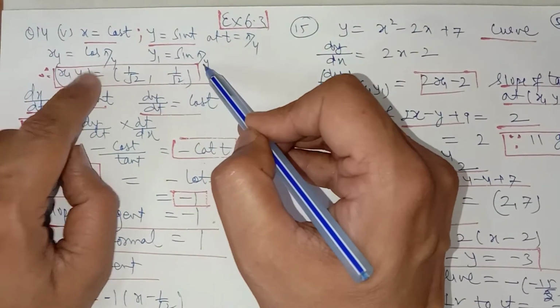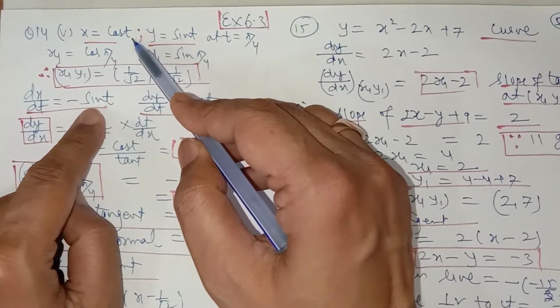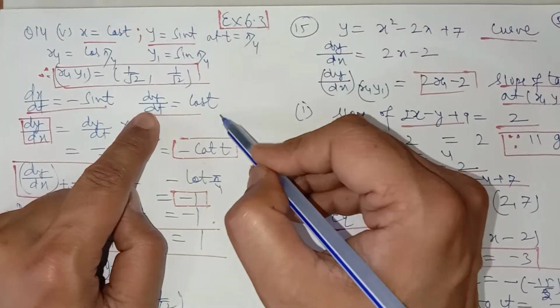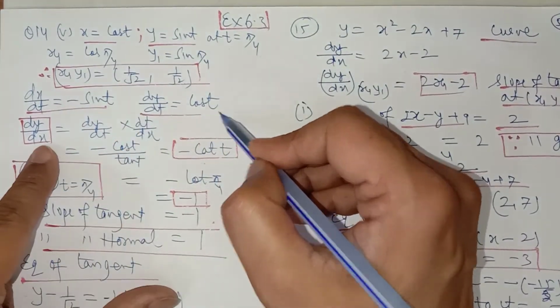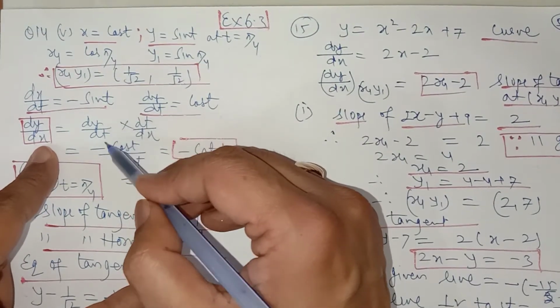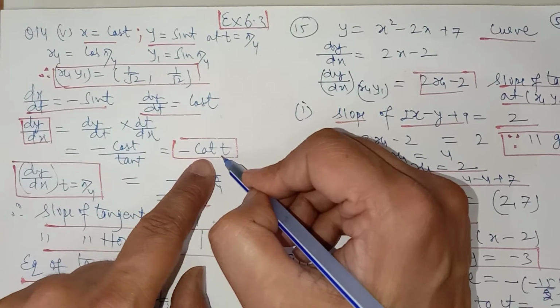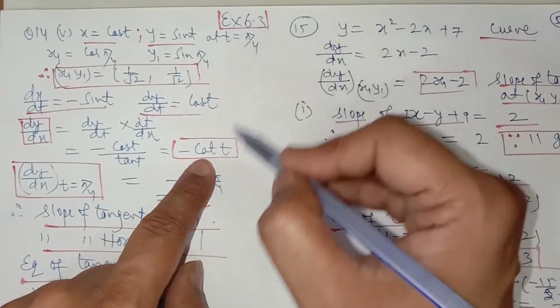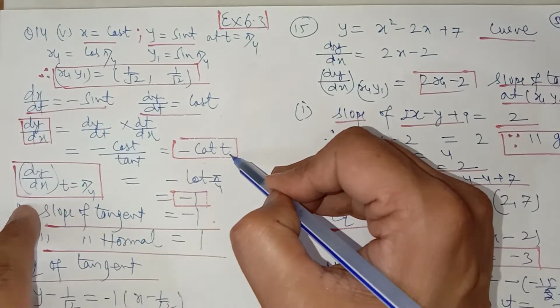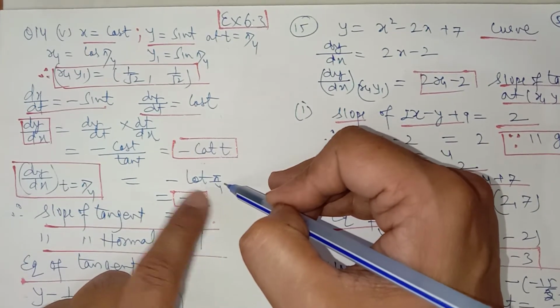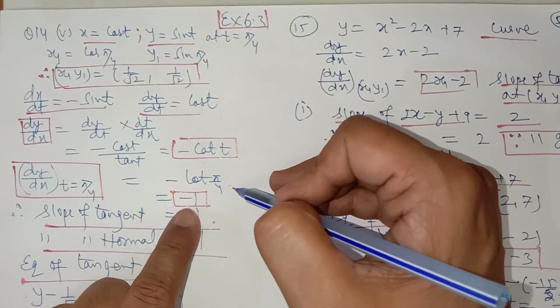Now simply find dx upon dt, which equals minus sine t. You find dy upon dt, which equals cos t. By chain rule, dy by dx equals dy upon dt into dt upon dx, which comes out to be minus cot t. Replace the value of t as pi by 4, and you'll get the slope of the tangent as minus cot pi by 4, which is equal to minus 1.